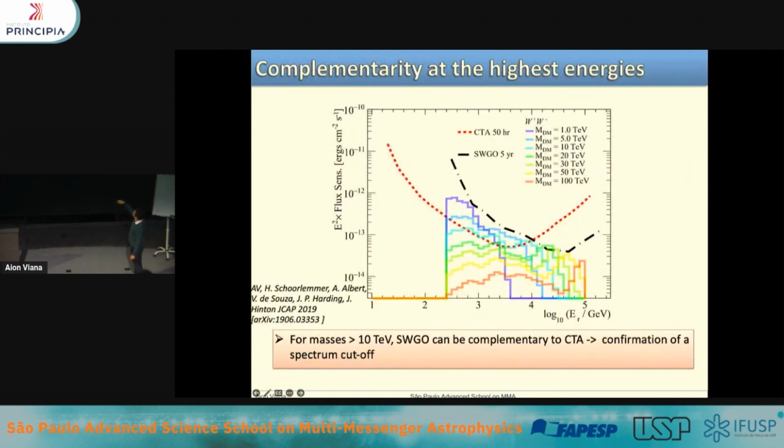So that's what we expect. The advantage of this type of complementarity between instruments is that we can use both to detect a signal. In case we detect a signal, here is the flux sensitivity of CTA, and this is the flux sensitivity of SWGO, and you can see that they are complementary. CTA can be sensitive to a spectrum of dark matter, this is for different masses of dark matter, at the TeV, while SWGO would be sensitive to the flux at tens of TeV. So in case CTA observes a gamma ray, you can confirm the cutoff, for example, and confirm that it's a dark matter signal.